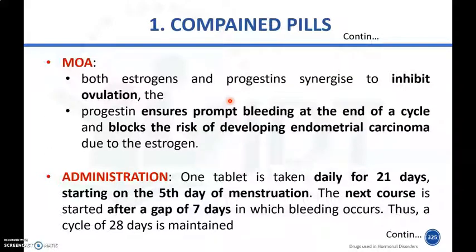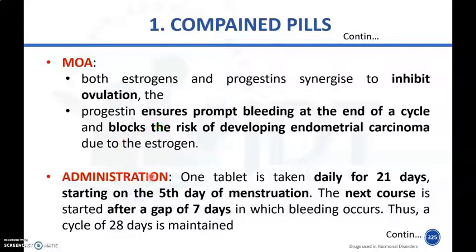Now what is the mechanism of action to prevent pregnancy in case of the combined pill? So we will use both estrogen as well as progestin. So this will synergize to inhibit ovulation. So if there is no ovulation, the ovum will not combine with the sperm and it will not produce a zygote. And progestin will ensure prompt bleeding at the end of the cycle, and it will block the risk of developing endometrial carcinoma due to the estrogen.